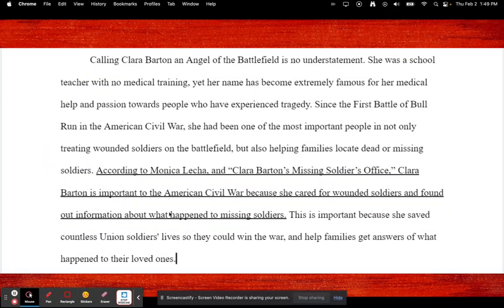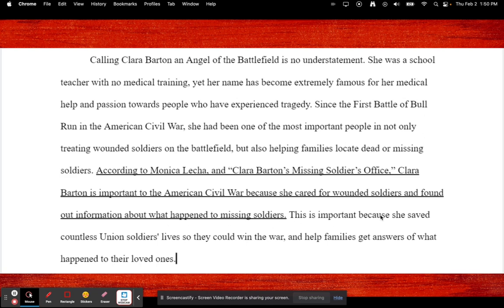Okay, so here's kind of my example one that I did when I did Clara Barton's. It's a little bit of a different structure just because it's a different paper topic, but you can kind of see the parts in it. So according to A, which would be Monica Lecha in Clara Barton's Missing Soldiers Office, okay? Clara Barton is important to the American Civil War because, and then I'm going to do C, she cared for the wounded soldiers and found out information about what happened to missing soldiers.